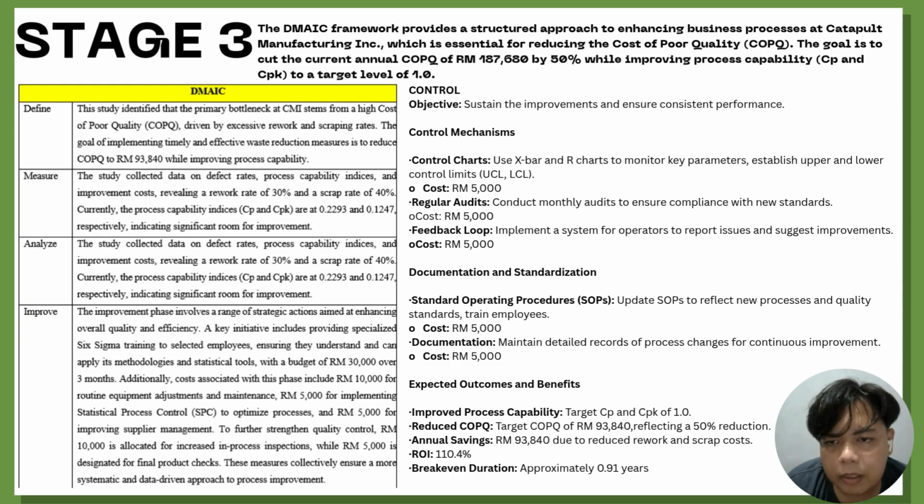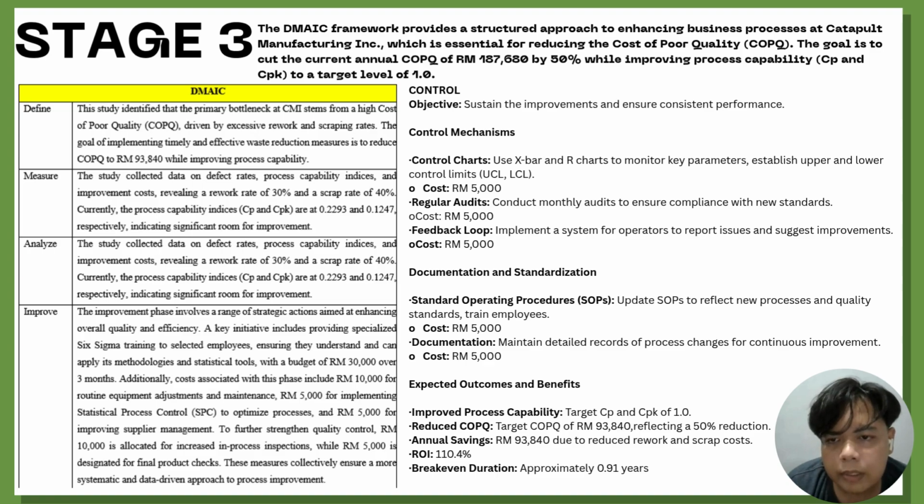For the improve phase, several initiatives were implemented: Six Sigma training for selected employees, SPC implementation for real-time process monitoring, equipment maintenance and adjustments, and improved supply management. The improvement budget was 30,000 ringgit, which included 10,000 ringgit for in-process inspection, 5,000 ringgit for SPC tools, 5,000 for maintenance, and 10,000 ringgit for training and adjustments. This step has helped us ensure a systematic, data-driven approach to improvement.